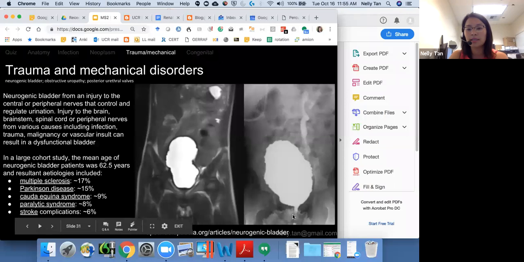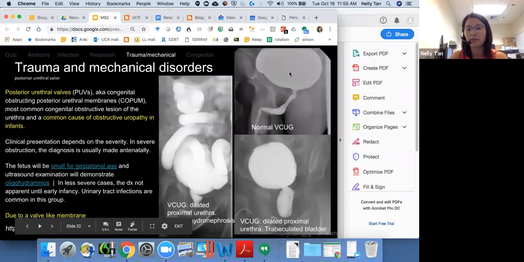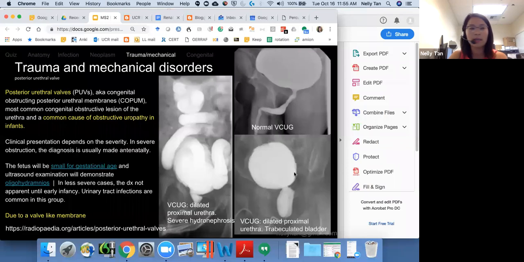So this is a cystogram. This is an MRI. The bladder urine is bright, so this is T2. This is a radiograph. We put contrast in the bladder, and now you can see it lit up, okay? You see it's trabeculated, and that's abnormal looking.